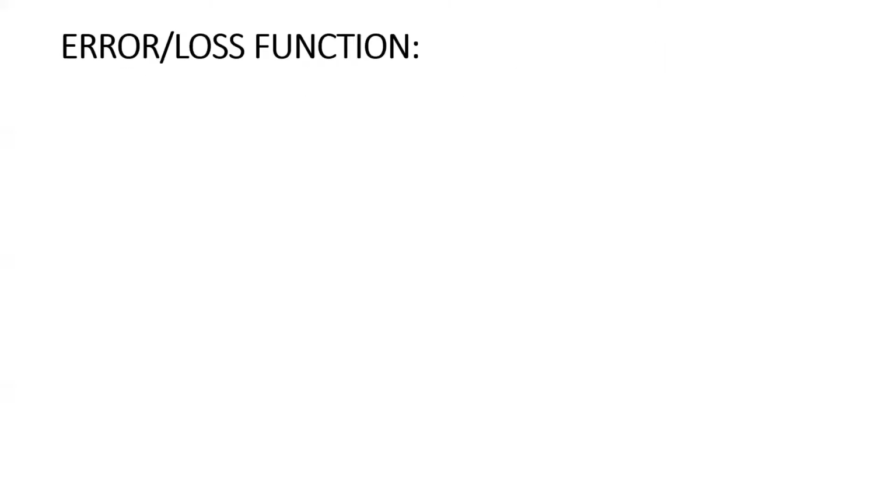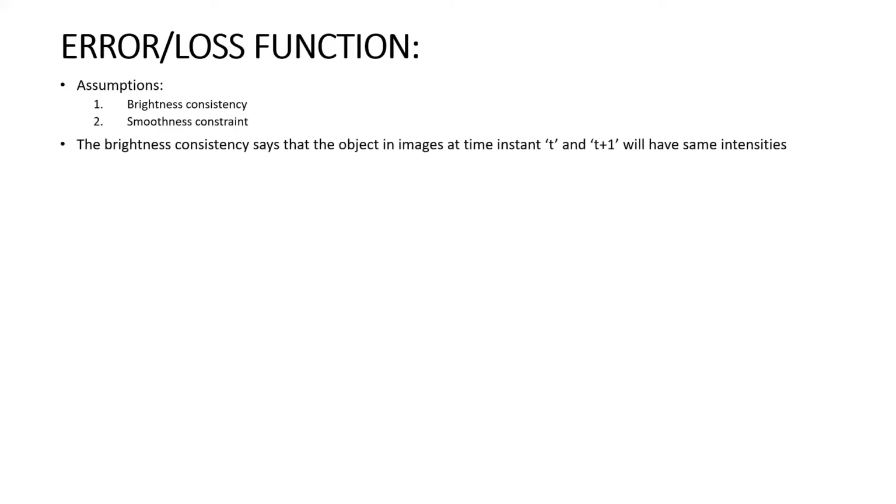So let's talk about the error or the loss function for our proposed network. We find the equation of the loss function on the basis of two assumptions, which are the brightness consistency and the smoothness constraint. The brightness consistency says that the object in the images before and after time t has the same intensity, which is, the intensity I at a particular time t is the same as the intensity after time t for that particular object in the image.